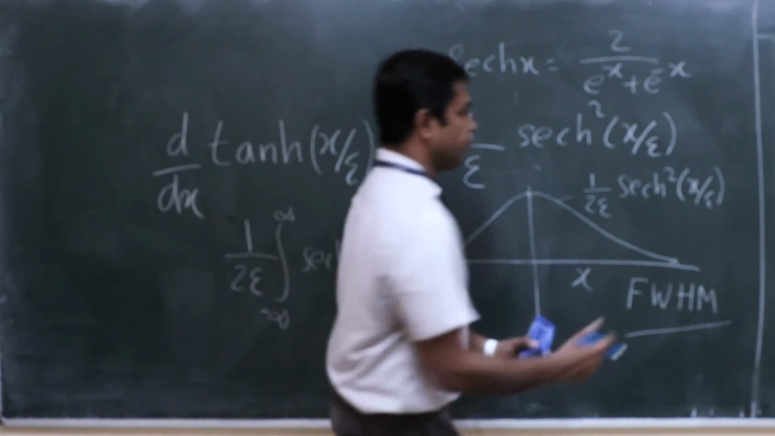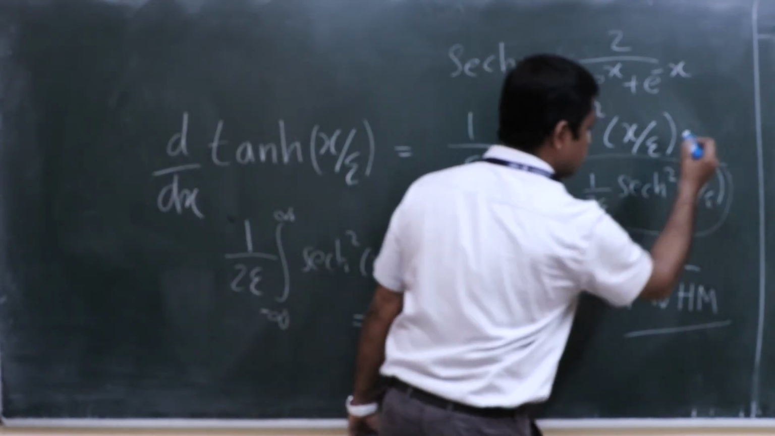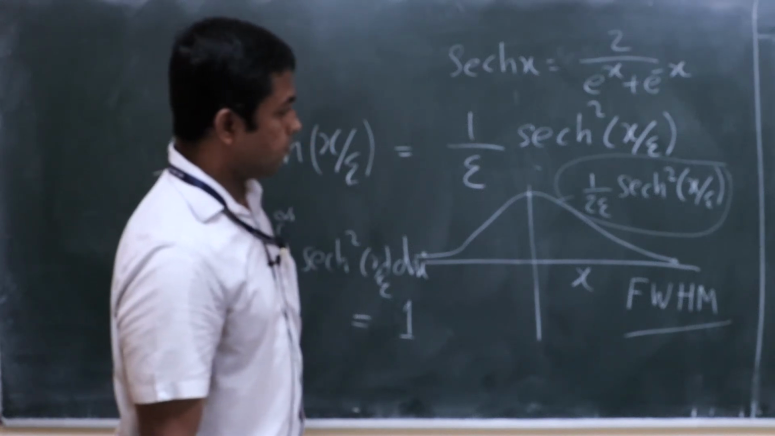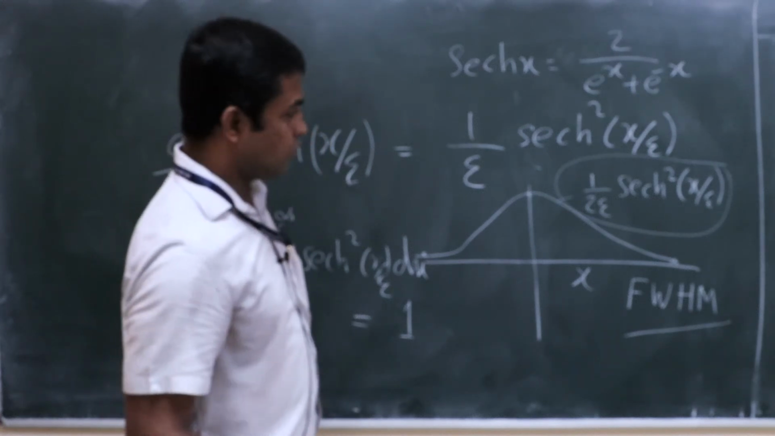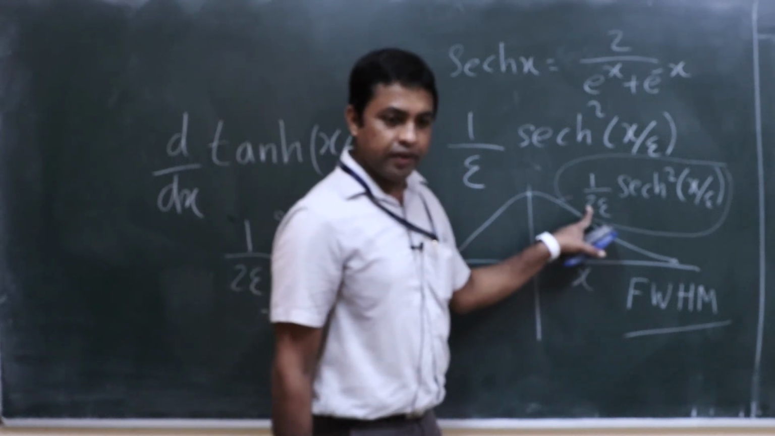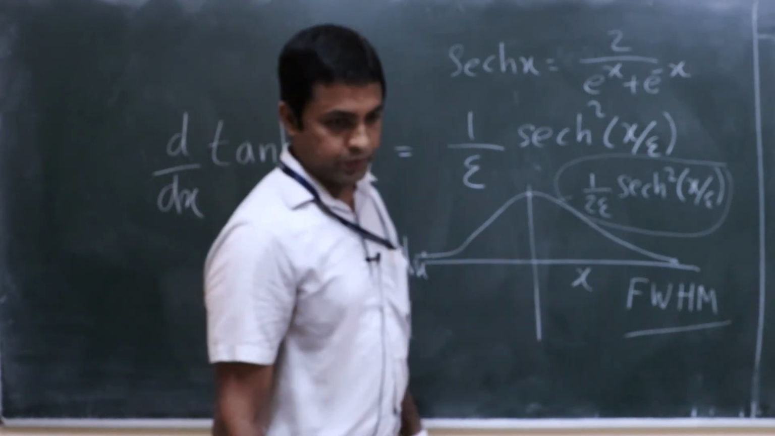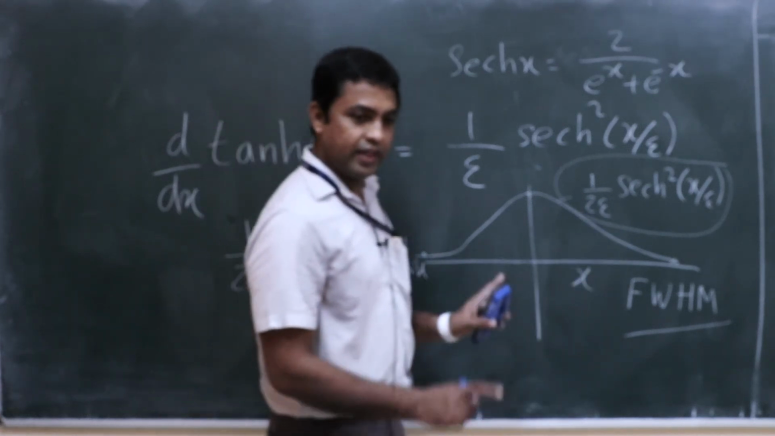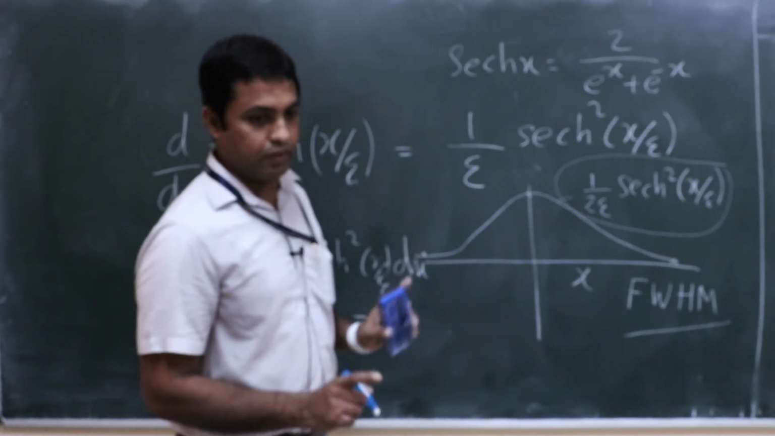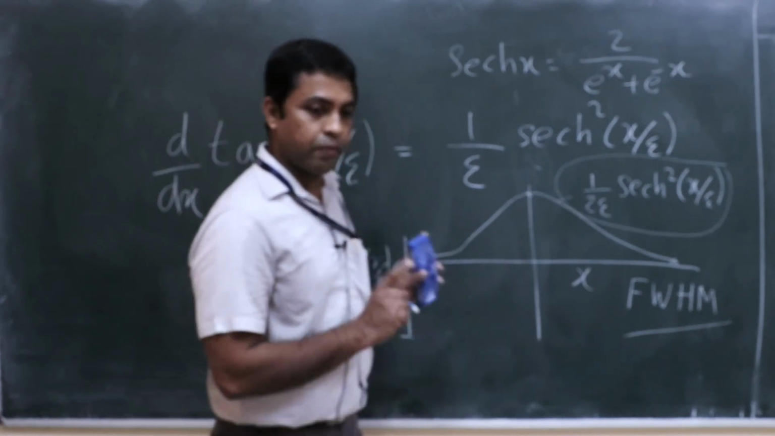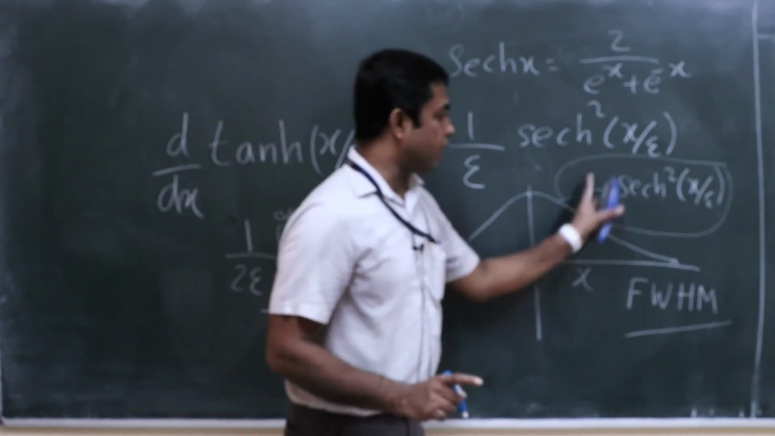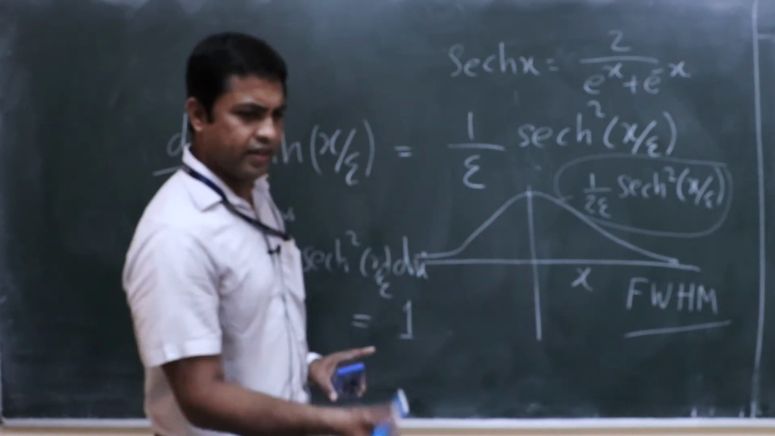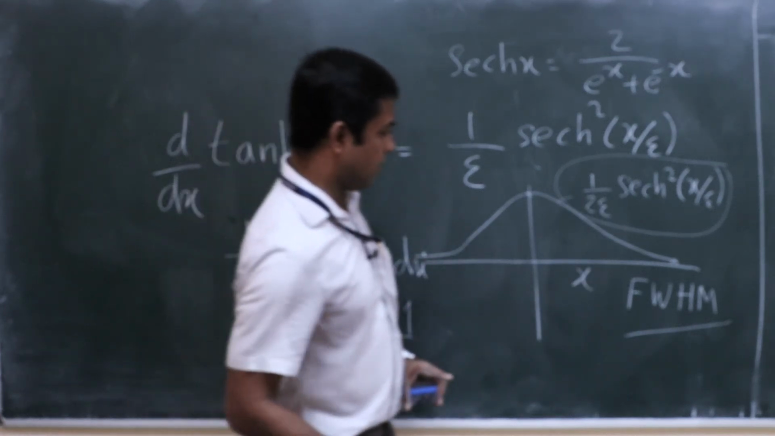So the integral of this function from minus infinity to infinity is what? 1. Okay. So if I don't put 2, the integral will be 2. If I don't put epsilon, the integral will be 2 epsilon. So I just want to make it a normalized function. Normalization means the integral from minus infinity to infinity of this function is 1. So that I want to make sure. That is the reason I put a 1 by 2. Now you understand.